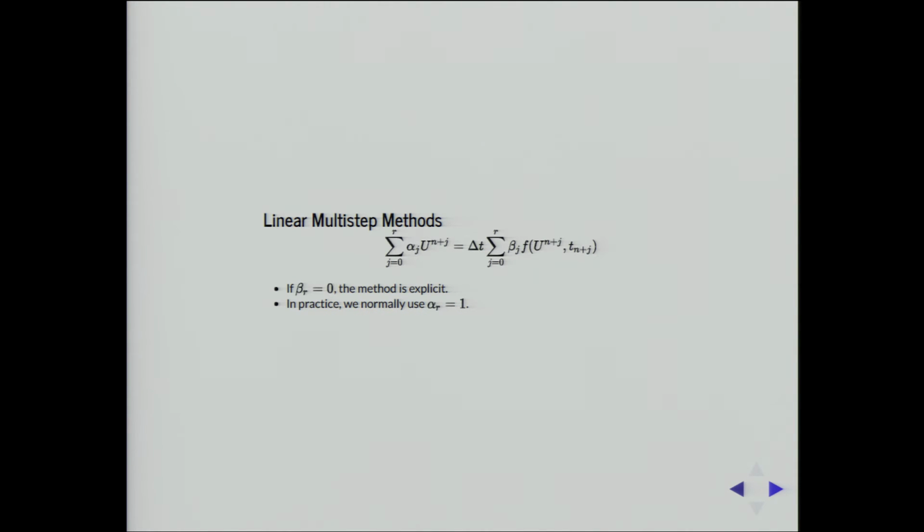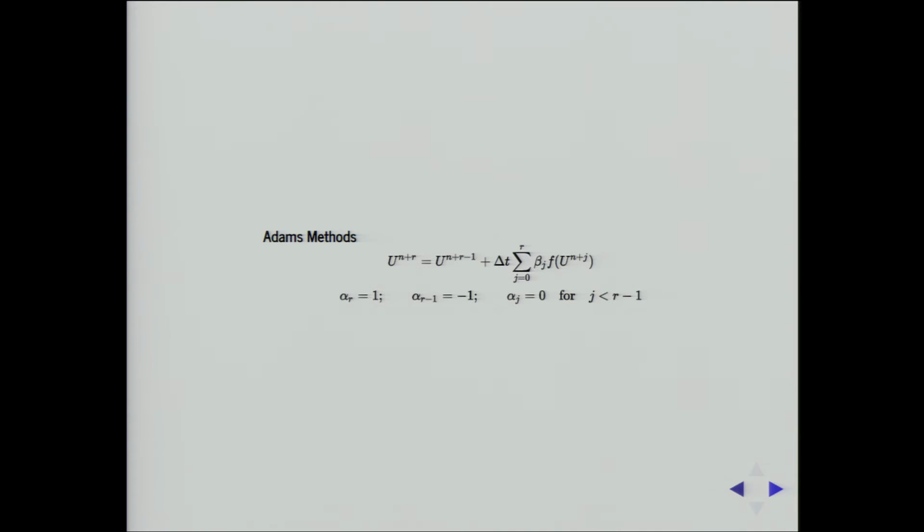So the linear multi-step methods, this is the general form. These ones, unlike the previous one, use multiple evaluations of my state vector. If R here represents the number of steps I am using, and the beta R coefficient is 0, then my method is explicit. In practice, we always use alpha R equal to 1. This is the family of Adams methods, where we choose alpha R to be 1, alpha R minus 1 to be minus 1, and the rest of them are 0.